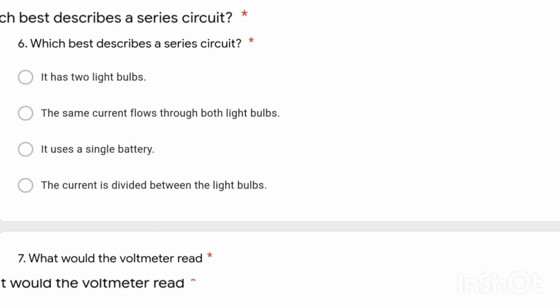In this question, which best describes a series circuit? It has two light bulbs. The same current flows through both light bulbs. It uses a single battery, or the current is divided between the light bulbs. So as per the concept of series circuit, current will be same in series and voltage will be shared among the components. So here correct answer will be B because same current flows through both light bulbs.